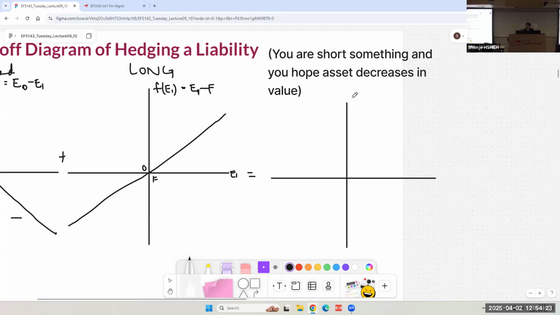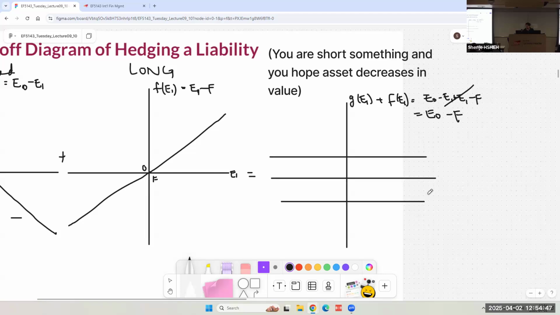So your G(E1) plus F(E1) is going to equal E naught minus E1 plus E1 minus F. And so it's just equal to E naught minus F. Of course, it can be above or below. It's greater than 0 if it's here, otherwise it's less than 0 here. And that's okay because you're trading off different things, right? Here, you're bounding your payout, your future upside. Here, you're paying for an insurance premium.